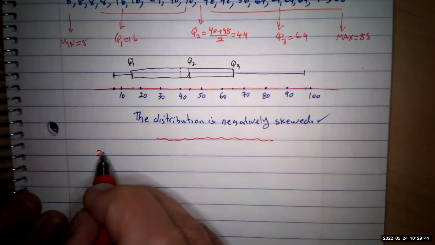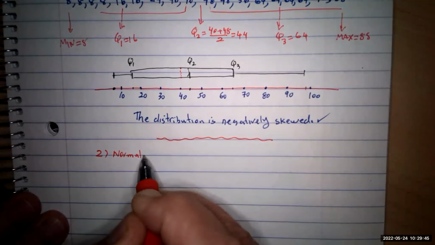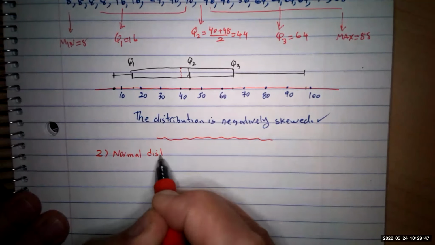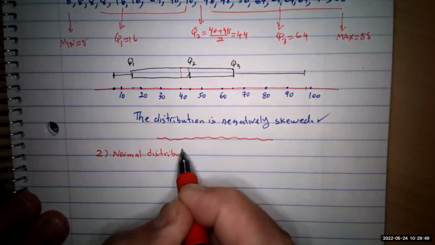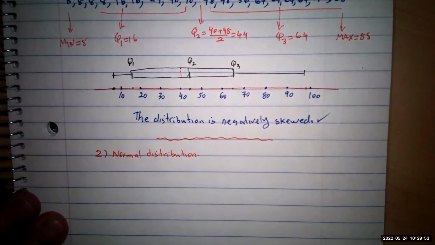Topic number two. Normal distribution. Very easy question. Normal distribution. A normal situation will be described, and you may be asked to find the probability of at least, at most, or in between.